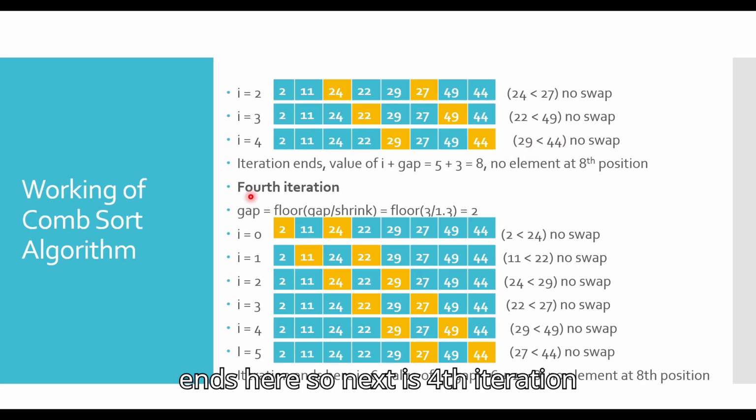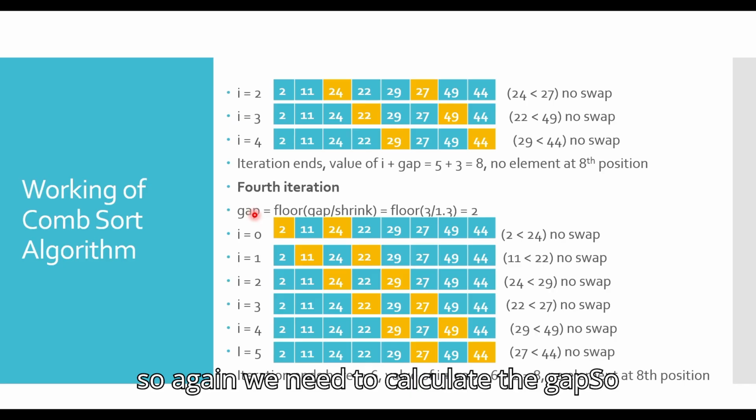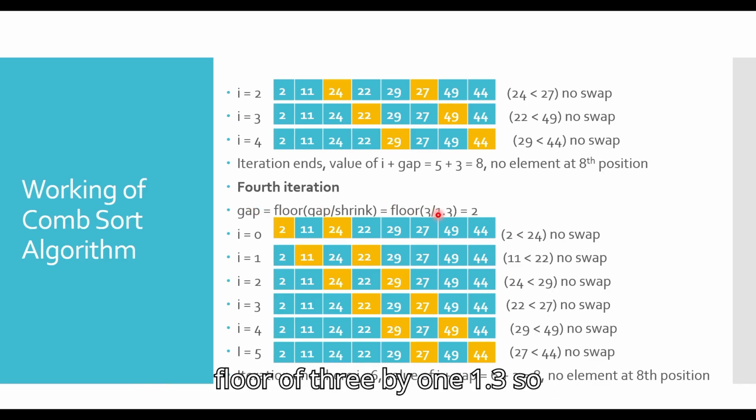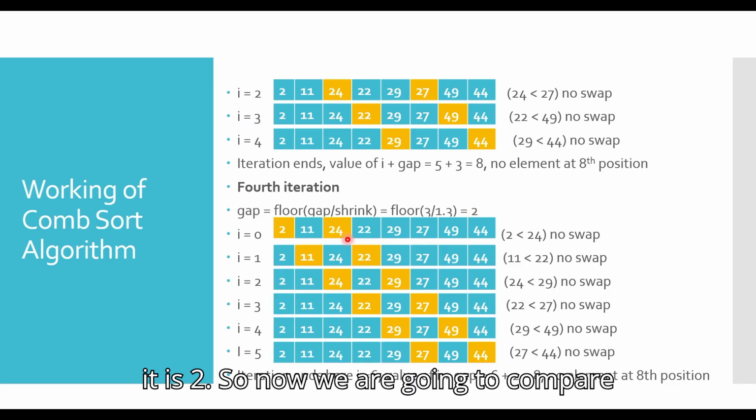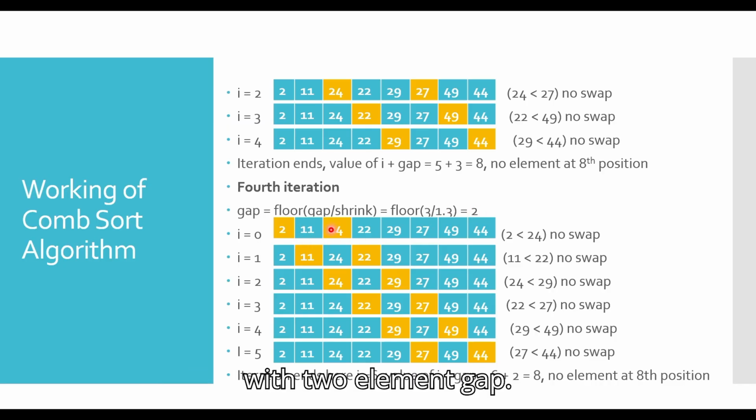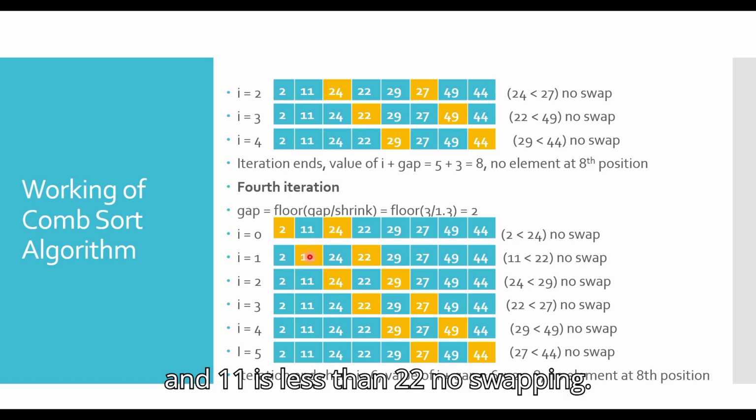So next is the fourth iteration. Again we need to calculate the gap. Floor of 3 by 1.3, so it is 2. Now we are going to compare with a 2 element gap. So 2 and 24, 2 is less than 24, no swap, and 11 is less than 22, no swapping.